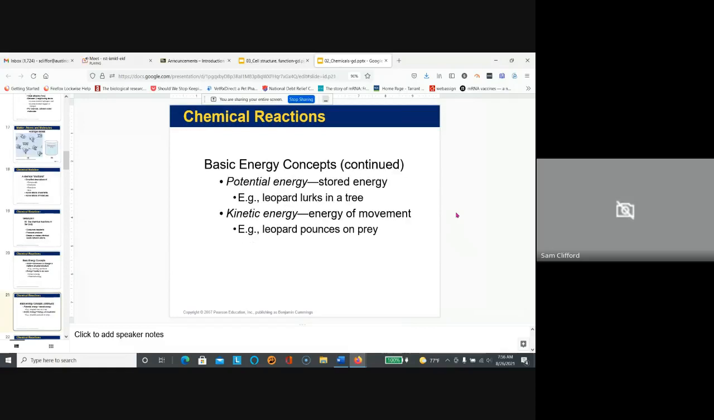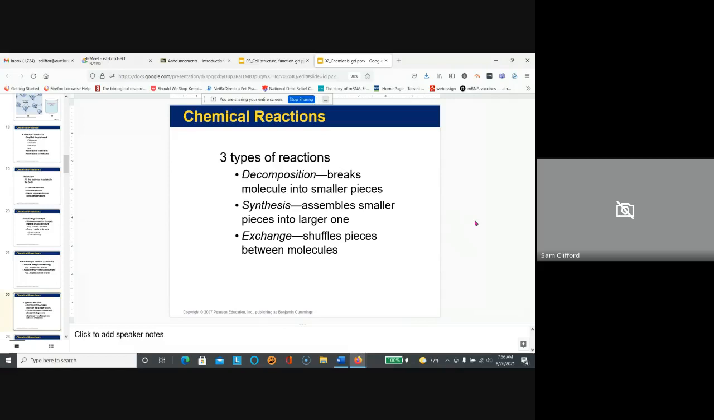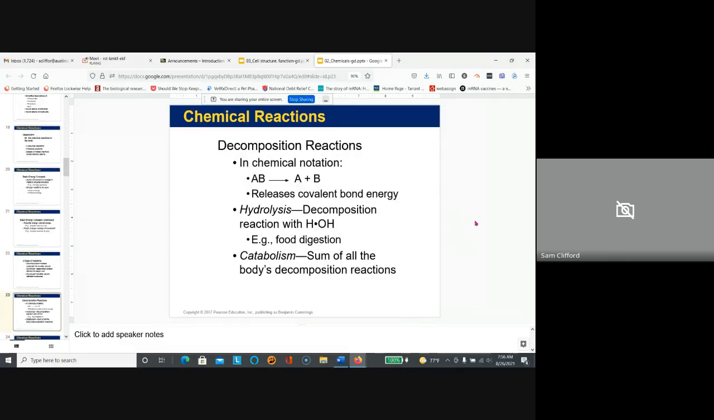We don't need to know that. You should know what potential energy is: stored energy, and kinetic energy is the energy of movement when the potential energy is converted into movement. We're not going to worry about these reactions. We will talk about hydrolysis in a moment. We'll see where that happens.